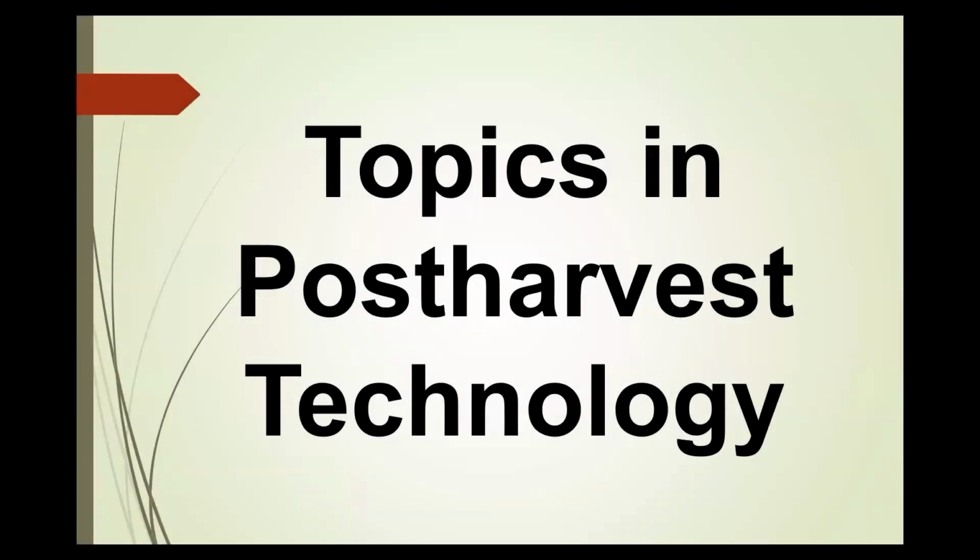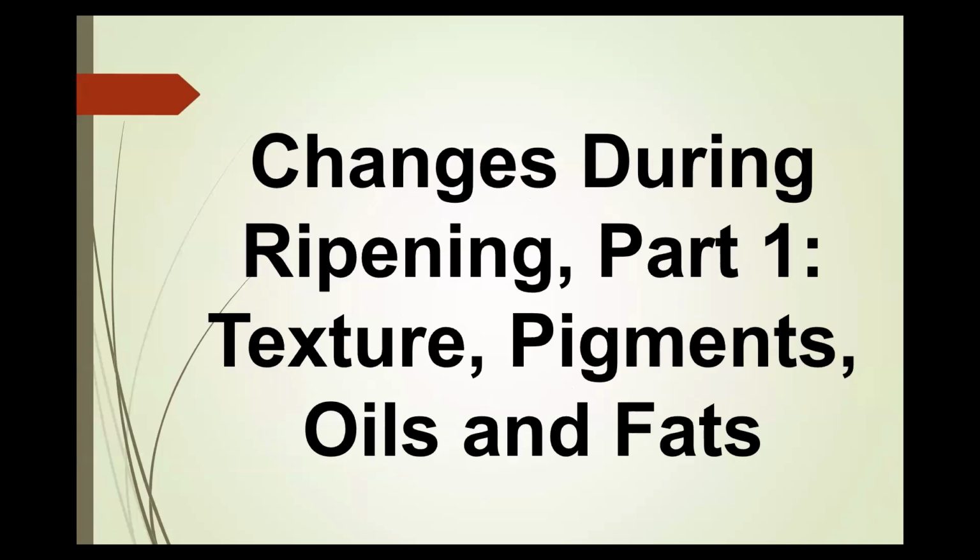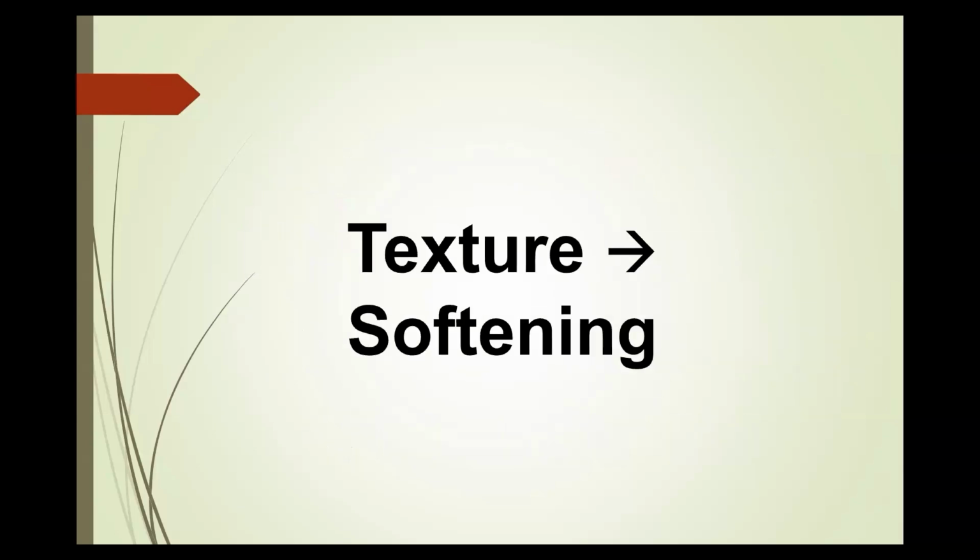Topics in post-harvest technology. Changes during ripening, part 1. Texture, pigments, oils, and fats. Texture relates to softening.